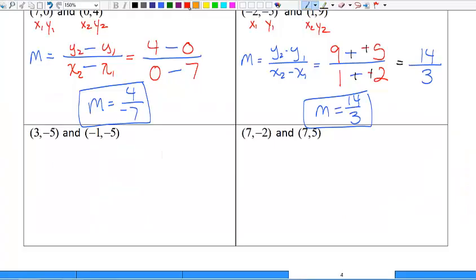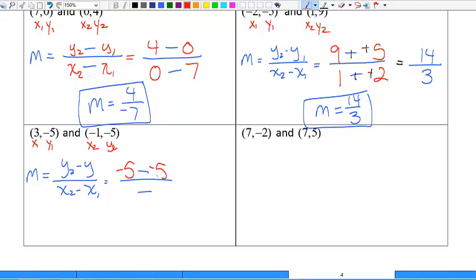Again, be sure to label your x1, y1, x2, y2. Write your formula out so you start memorizing it. So y2 happens to be negative 5. The blue minus, because there's a minus in the formula, again negative 5. x2 is negative 1, minus, because there's a minus in the formula, 3.